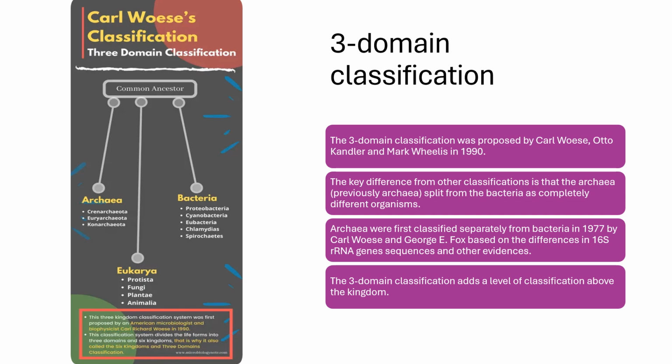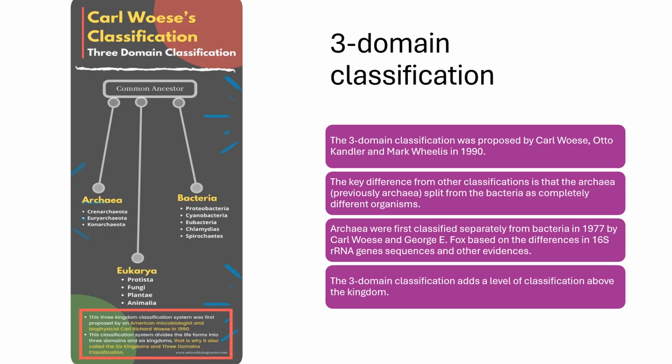Archaea were first classified separately from bacteria in 1977 by Carl Woese and George E. Fox that we have mentioned before, based on differences in 16S rRNA gene sequences and other evidences. We have talked about this in the previous slide. The three domain classification adds a level of classification above the kingdom. So earlier you must have seen in the previous lecture videos that we were talking about 5 kingdom classification, 7 kingdom classification, 6 kingdom, 2 kingdom, 4 kingdom.